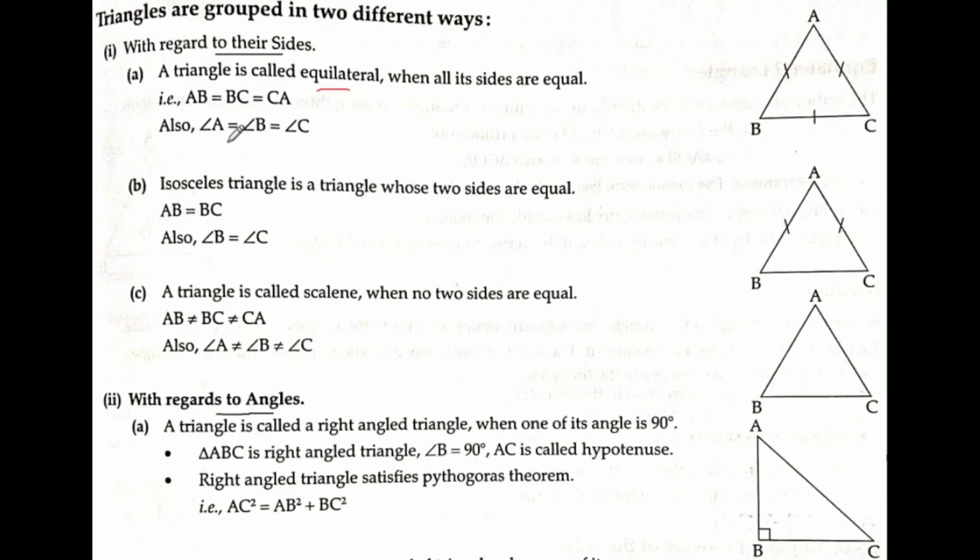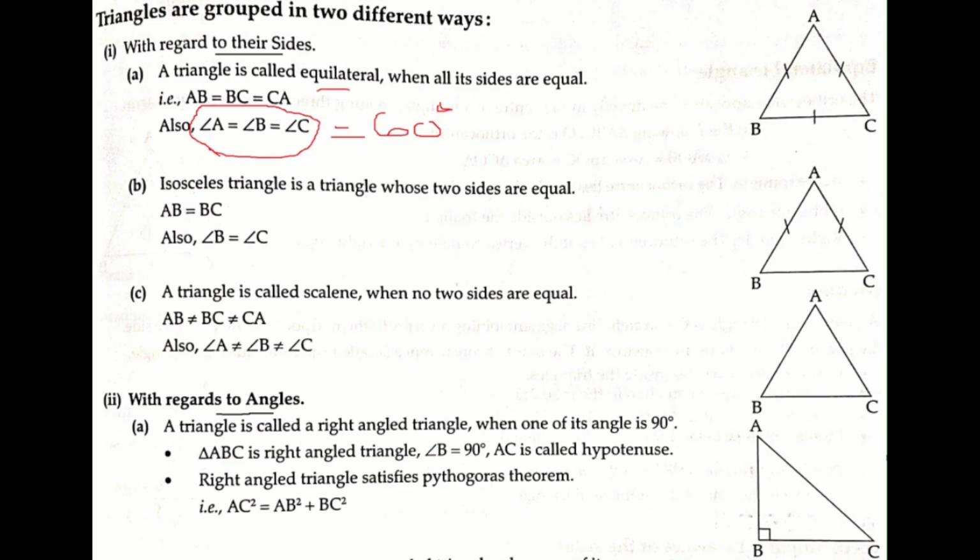Another property of an equilateral triangle is that if all the sides are equal, then all the angles will be equal. And for an equilateral triangle, obviously each angle should be equal to 60 degrees, because we know the sum of the angles of a triangle is 180 degrees, and if all the angles are equal then each angle should be 60 degrees. So those are the properties of an equilateral triangle.